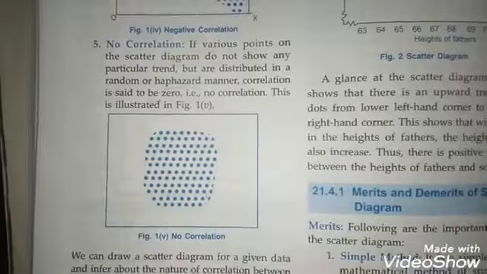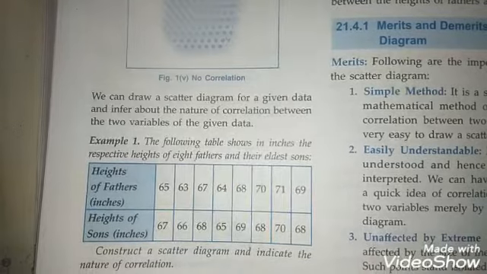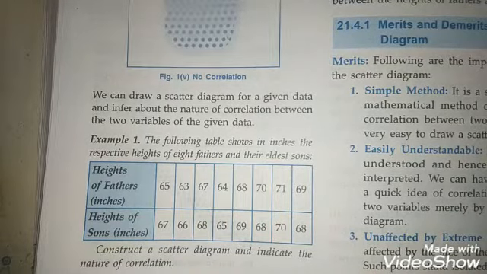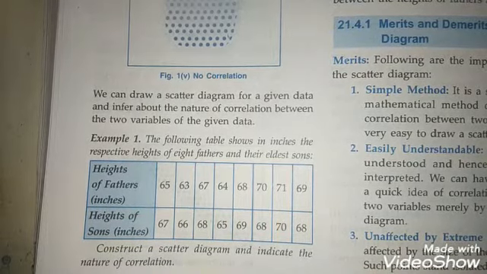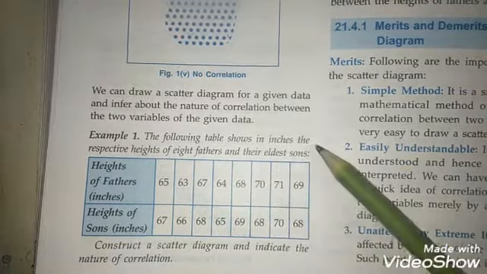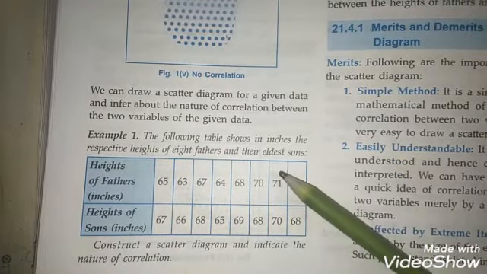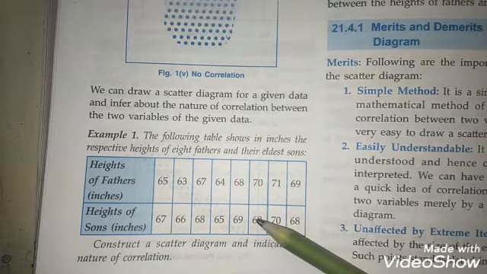Based upon this, now we are going to see an example of how to draw a scatter diagram. The following table shows in inches the respective heights of 8 fathers and their eldest sons. So the heights of 8 fathers and their eldest sons are given over here.